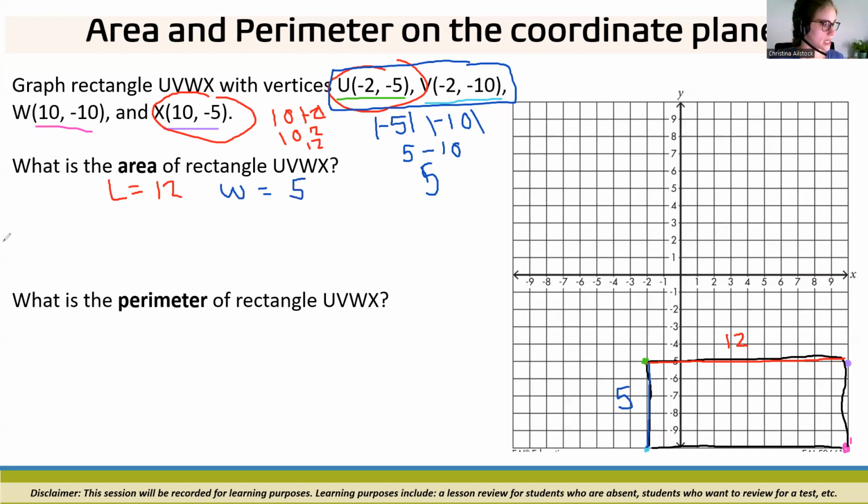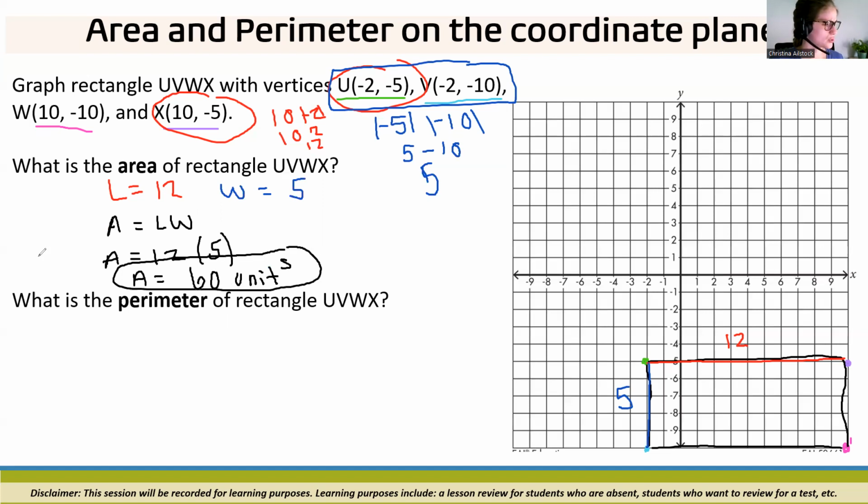All right, for area, that's our first question. The formula for area is we take our length times our width. So in this case, we have a length of 12. Oops, I forgot to change colors. And then we'll multiply that by our width of 5. 12 times 5 is 60 units squared. And that would be our answer. And I put an S instead of a 2.